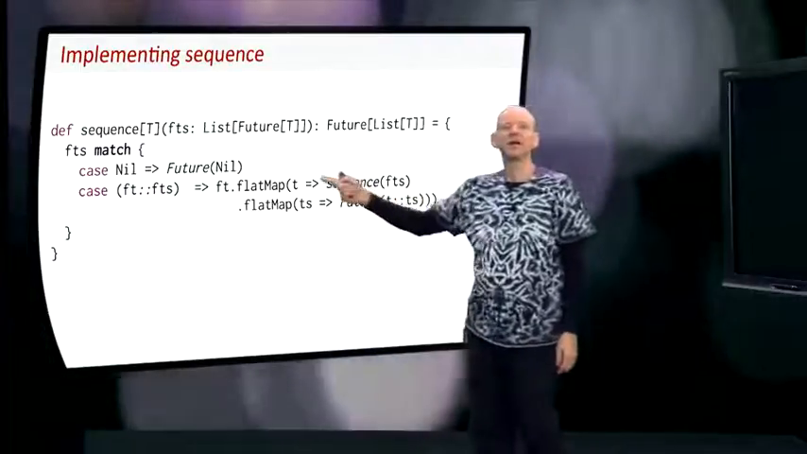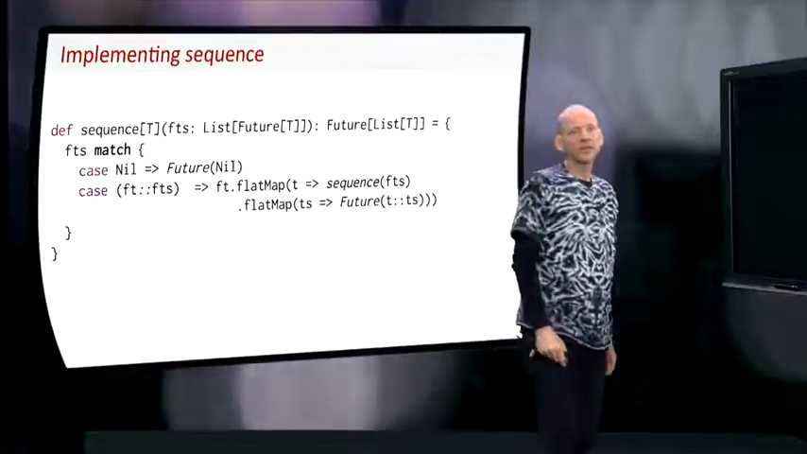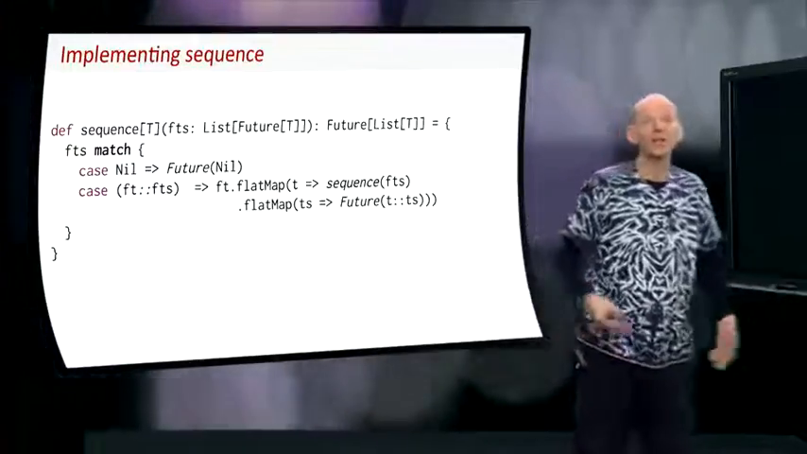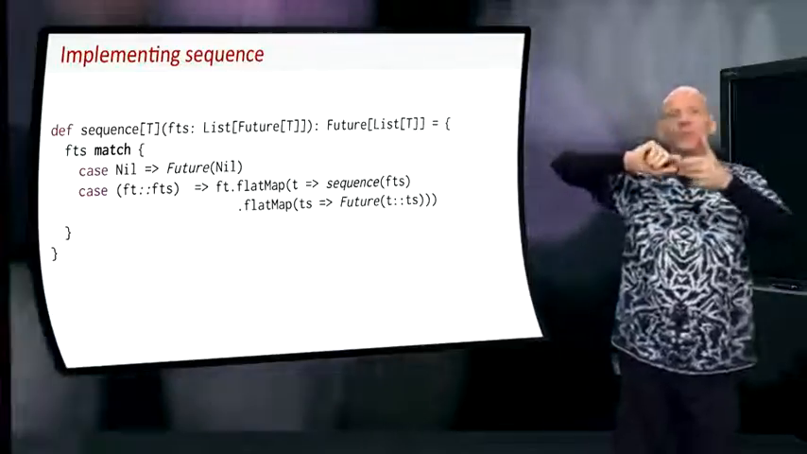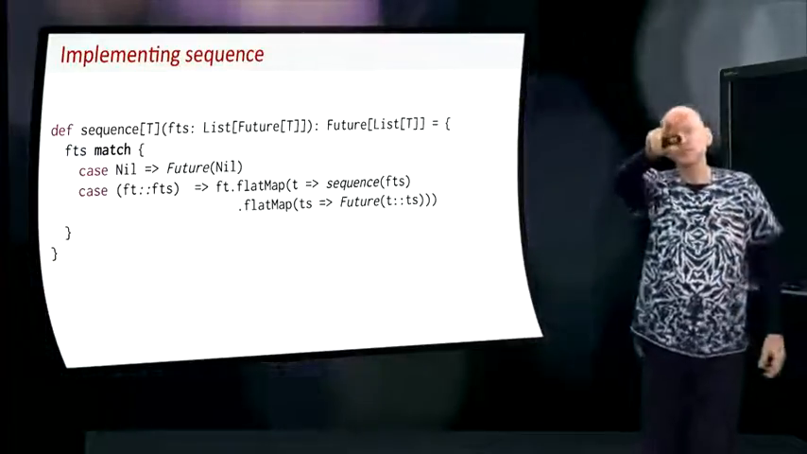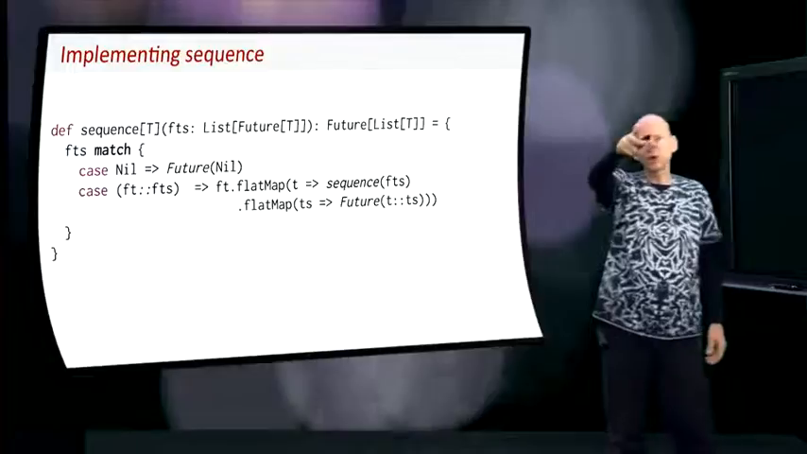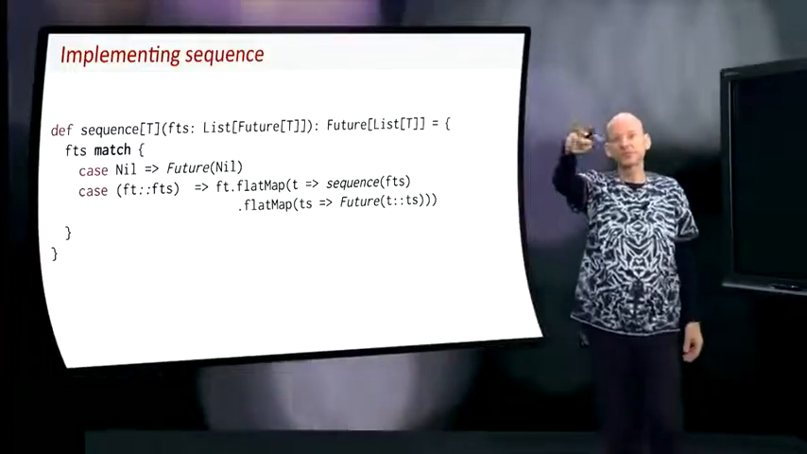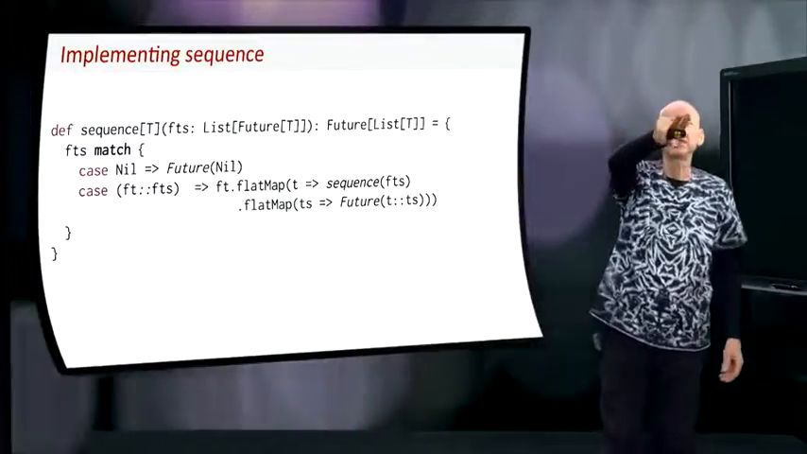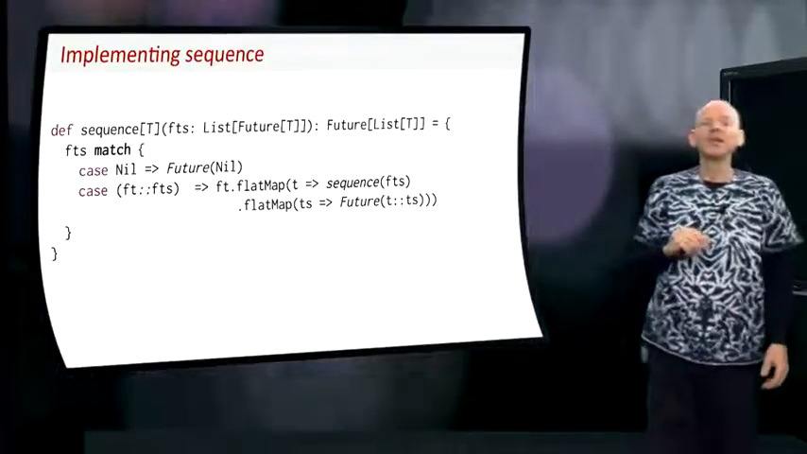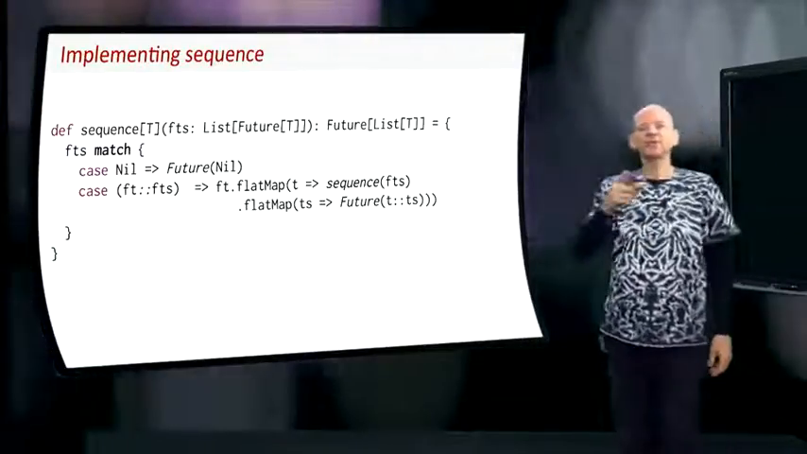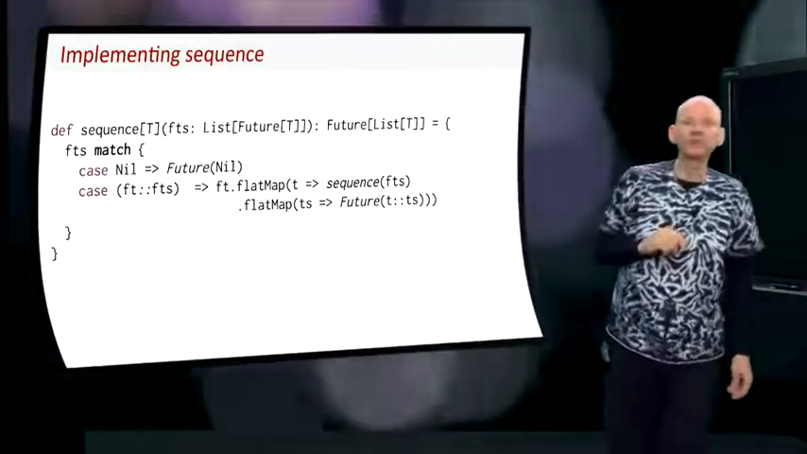If the list of futures is empty, well, we return a future with an empty list, because we want to pivot the list and the future. That's what you see in the type, right? We want to swap: list of future becomes future of list. So that's what we do here. If we have an empty list, we turn that into a future. And otherwise, we get a future followed by a list of futures.